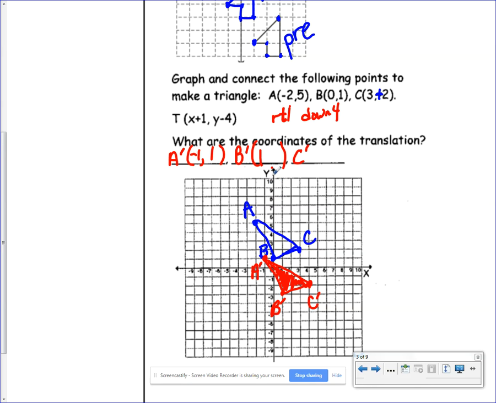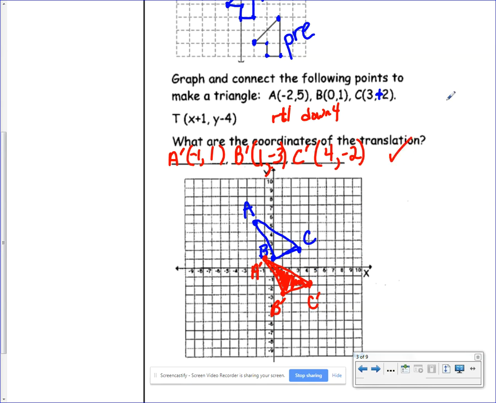This becomes +1, -3 for B prime. +1, -3. The graph works. If I add 1 to x, but subtract 4, that works. You have a lot of ways to check your work. And from 3, +2, these coordinates should be add 1, subtract 4. I should be at 4, -2 for C prime. 4, -2. Bingo. There you go.